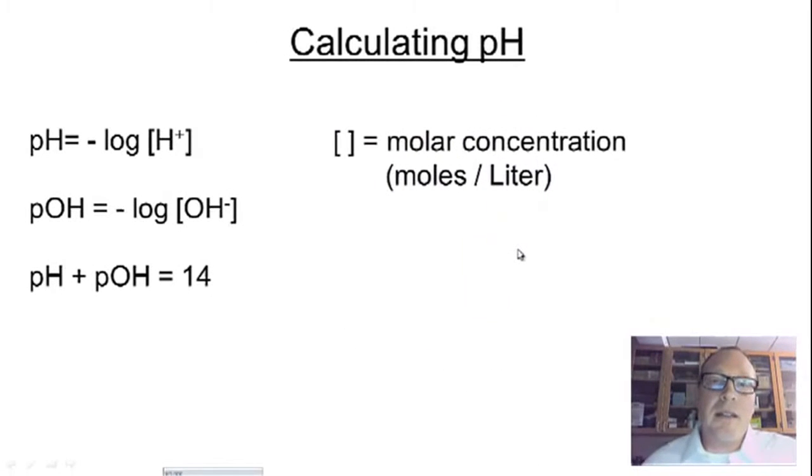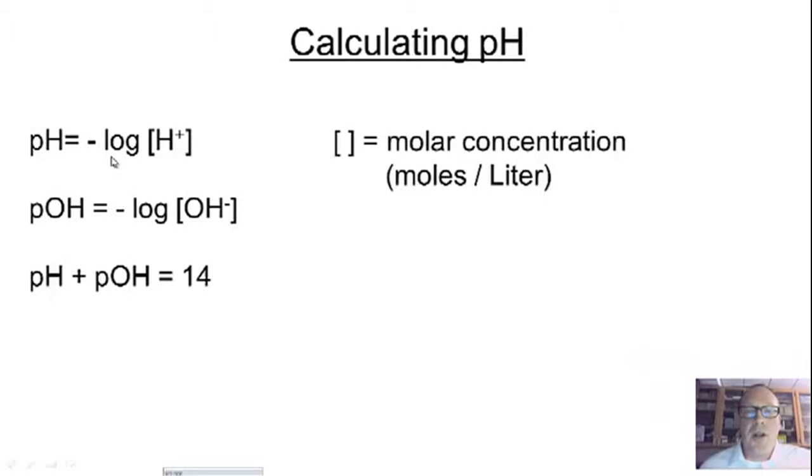You can calculate the pH of a solution by using a function on your calculator that's called the log button. And all you really need to do is type the negative button, log, and then you enter what's called the molar concentration of either your hydrogen ions, or if you want to, you can calculate pOH by entering the molar concentration of your hydroxide ions.